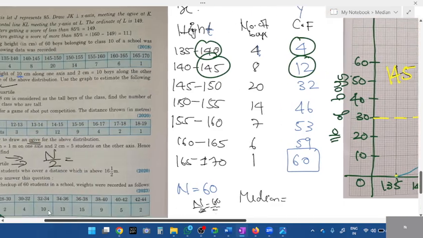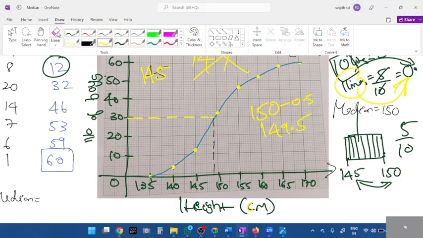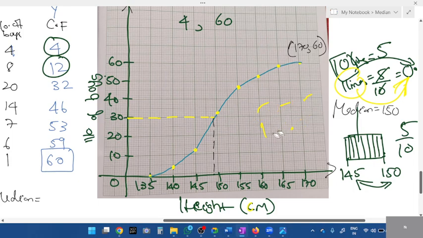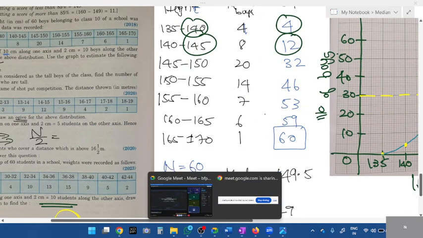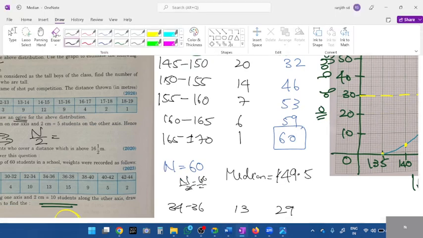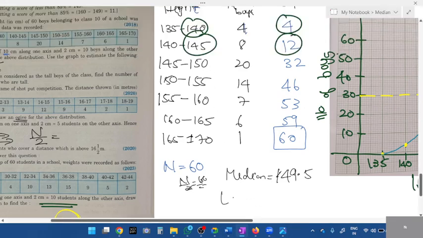Okay, be quick. Another one or two questions. What is the lower quartile formula? How do you calculate lower quartile, students? What's the formula? Okay, last question. The median is 149.5. Respond, what is the lower quartile formula, students? Lower quartile is equal to n by 4. What is the n value? 60. 60 divided by 4 is 15.